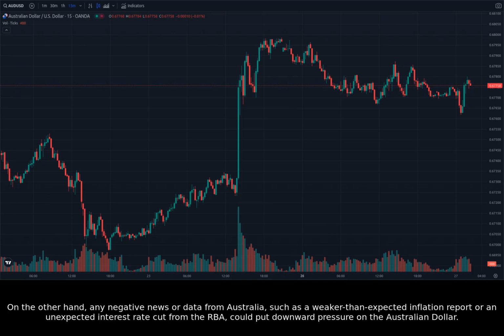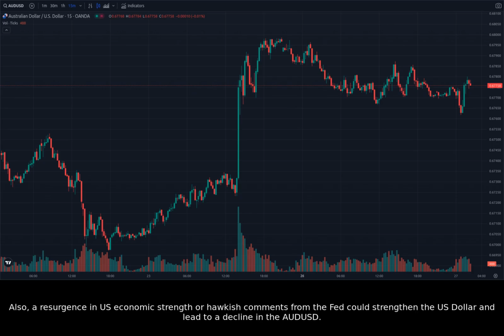On the other hand, any negative news or data from Australia, such as a weaker-than-expected inflation report or an unexpected interest rate cut from the RBA, could put downward pressure on the Australian dollar. Also, a resurgence in U.S. economic strength or hawkish comments from the Fed could strengthen the U.S. dollar and lead to a decline in the AUDUSD.